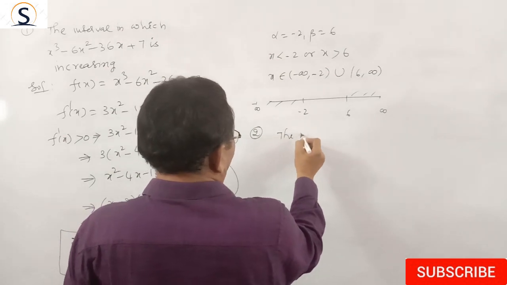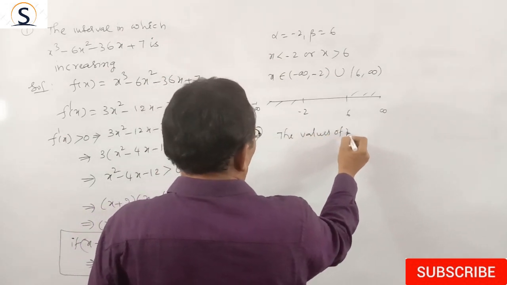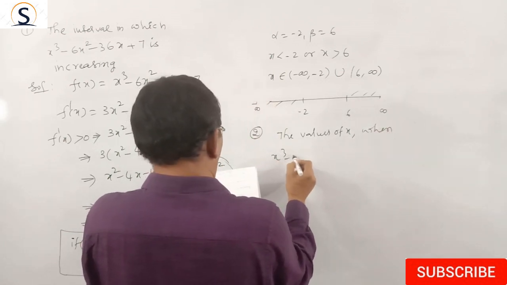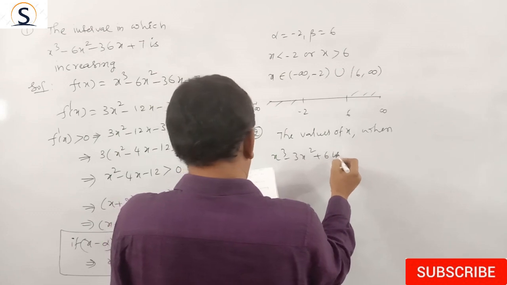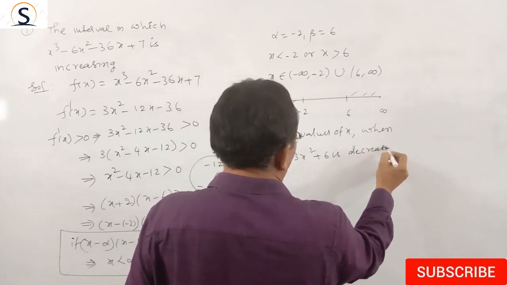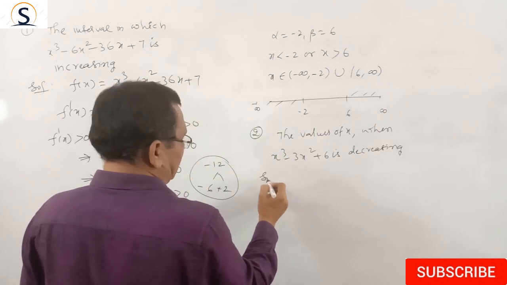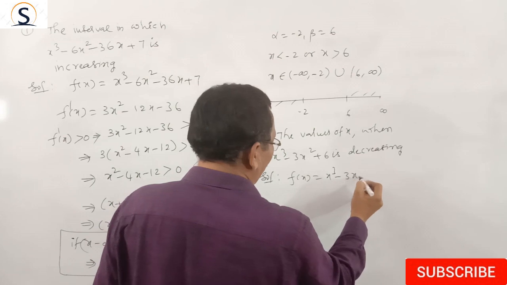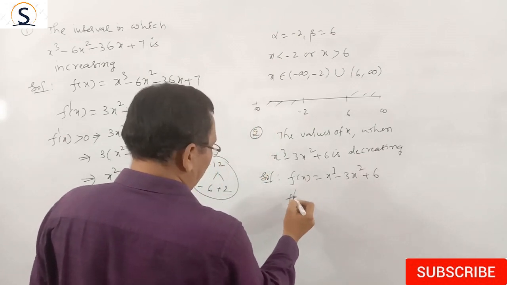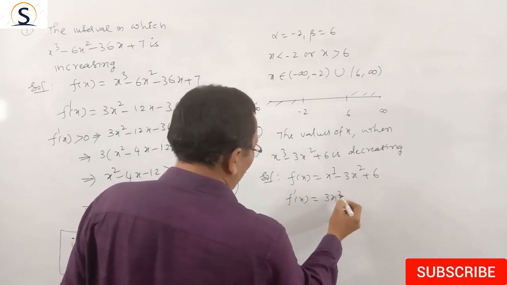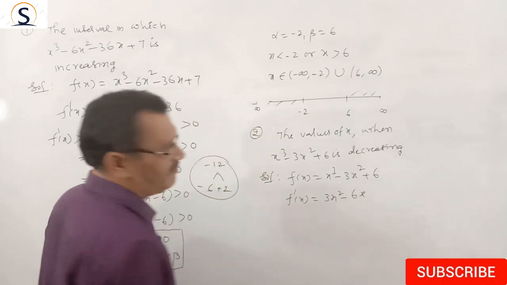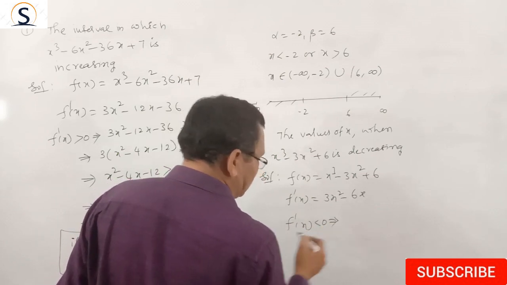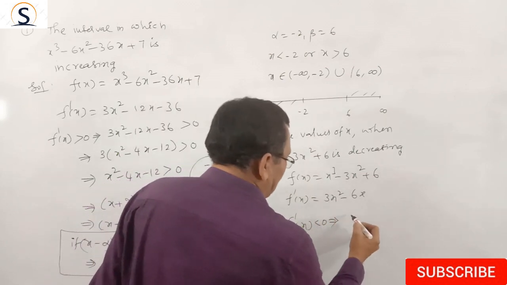Find the values of x for which x cube minus 3x square plus 6 is decreasing. For decreasing and increasing, call it f of x, x cube minus 3x square plus 6. f dash of x is equal to 3x square minus 6x, the derivative of x square being 2x, right? f dash of x less than 0 for decreasing.